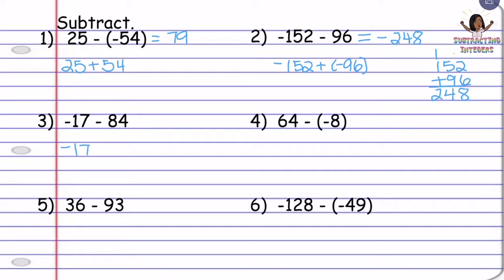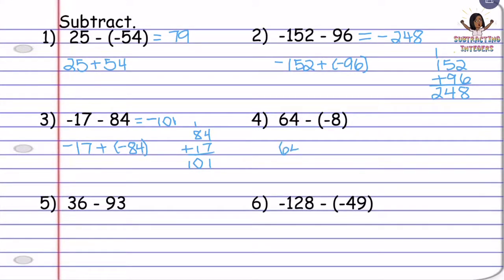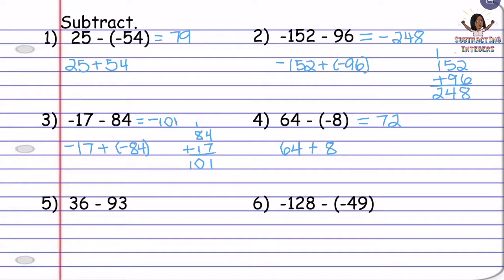Number 3, negative 17 minus 84. So we're going to rewrite this as negative 17 plus negative 84. The numbers have the same sign, so we're going to add them together. Their sum is going to be 101, but it's going to be negative 101 because both of the numbers are negative. Number 4, 64 minus negative 8. So we're going to rewrite this as 64 plus positive 8 and just add them together to get 72.